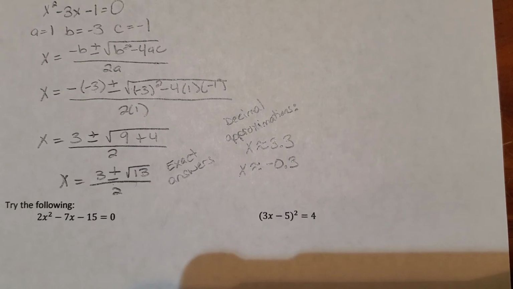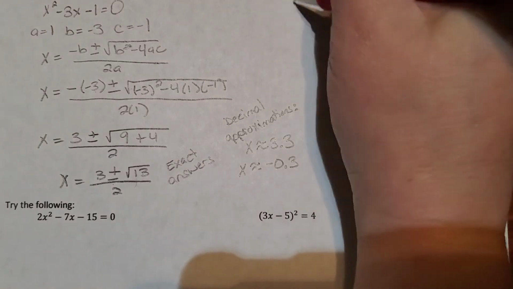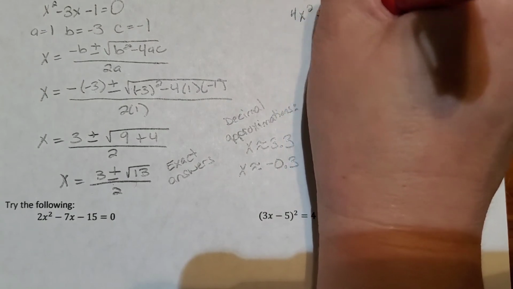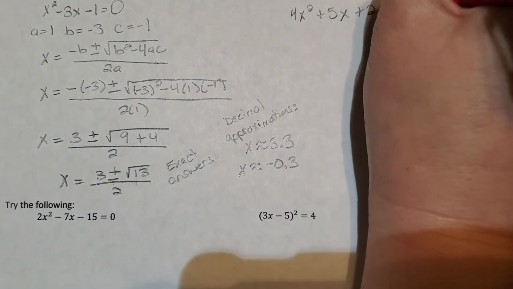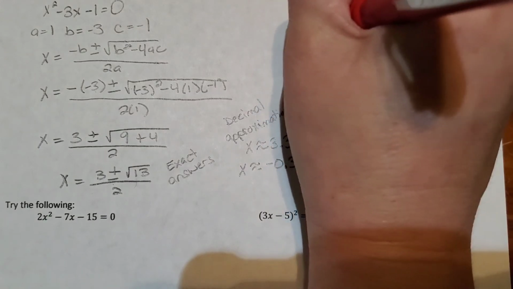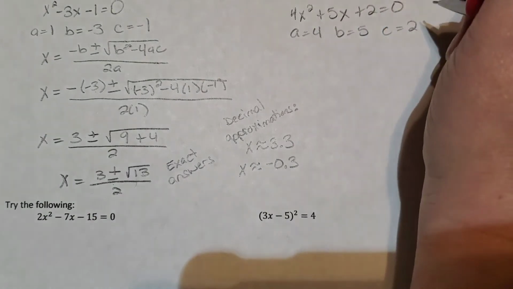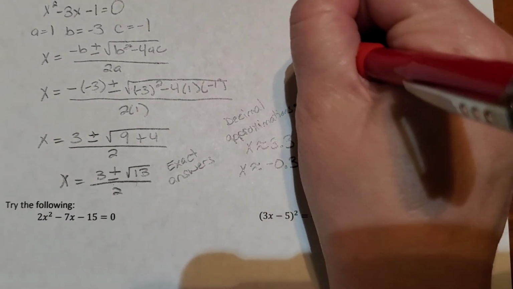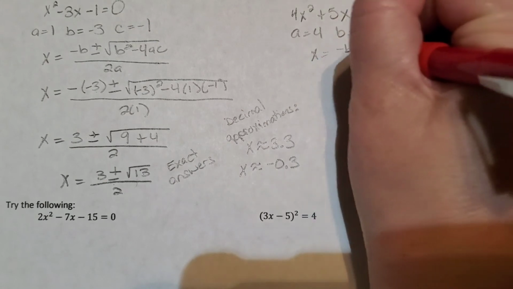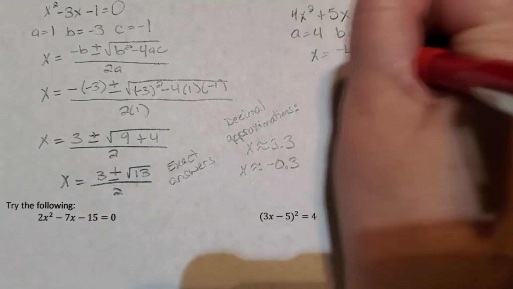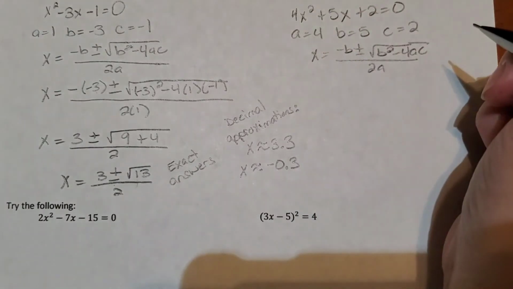Now on the next problem, we've got 4x squared plus 5x equal negative 2. Again, we've got to get it equal to 0, so we move the 2 over. So we have 4x squared plus 5x plus 2 is equal to 0. Our a is 4, our b is 5, our c is 2. We write the quadratic formula to help us memorize it. Negative b plus or minus the square root of b squared minus 4ac all over 2a.